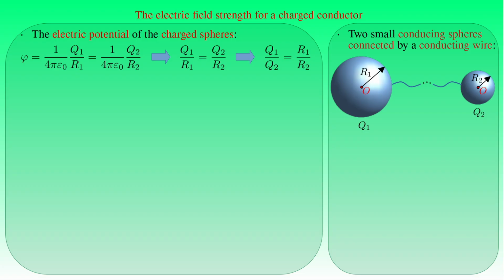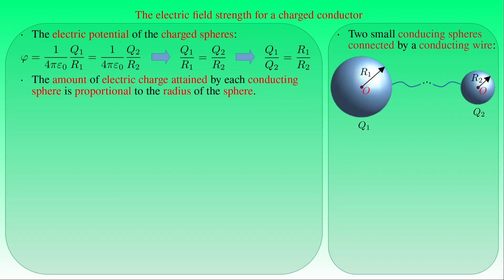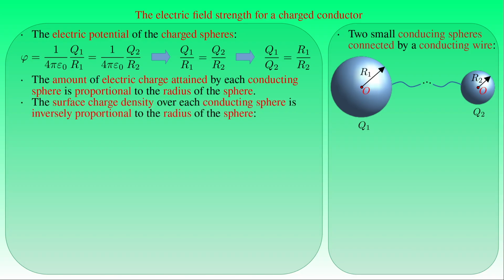This relation tells us that the amount of electric charge attained by each conducting sphere is proportional to the radius of the sphere. Then we immediately see that the surface charge density over each conducting sphere, given by the ratio of the total amount of charge attained by the sphere to the surface of the sphere, is inversely proportional to the radius of the sphere.